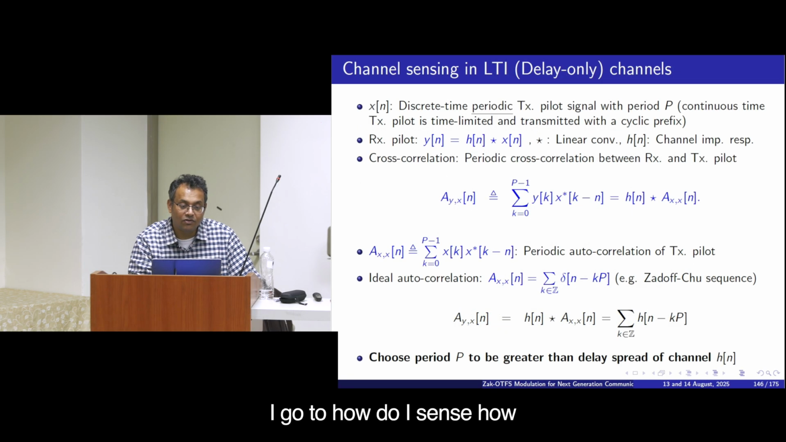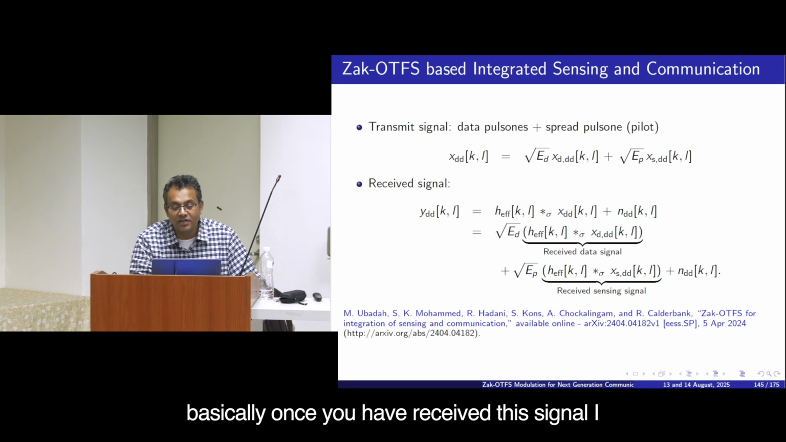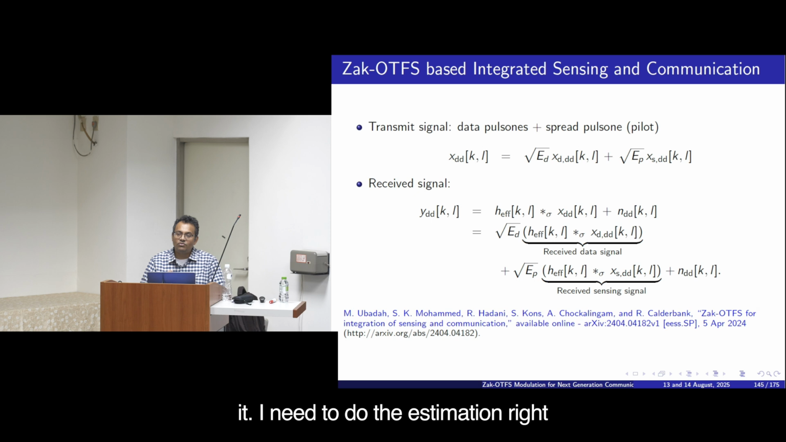Now, before I go to how I do sensing, once you have received this signal, I need to somehow extract out H effective, isn't it? I need to do the estimation, right. How do I do that? I mean, that is the first question that will come to your mind.